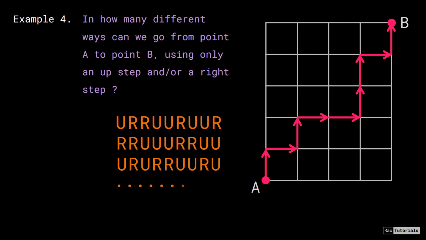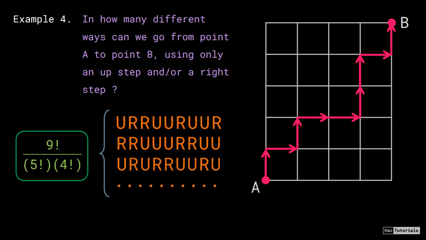So these are all different arrangements of 5 U's and 4 R's, and the total number of such arrangements is 9 factorial by 5 factorial times 4 factorial. So in this many ways we can go from point A to point B using up and right steps.